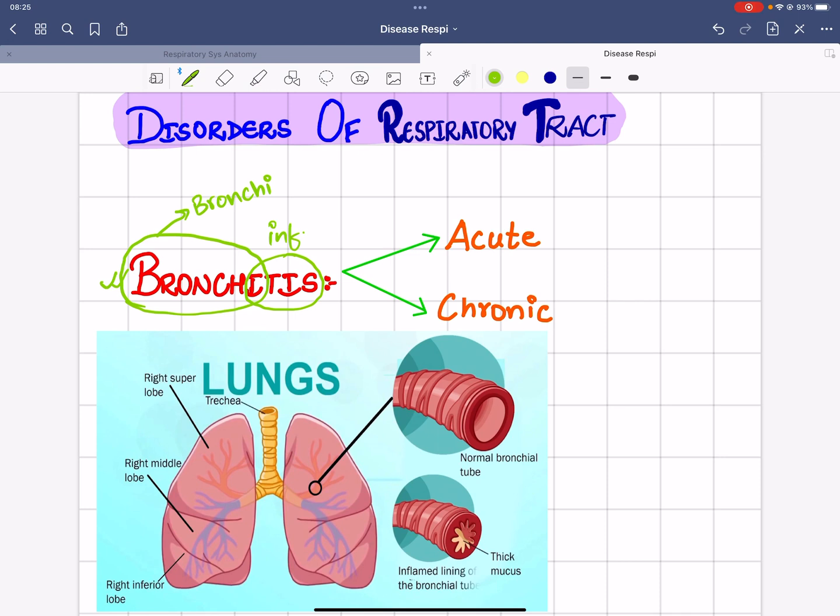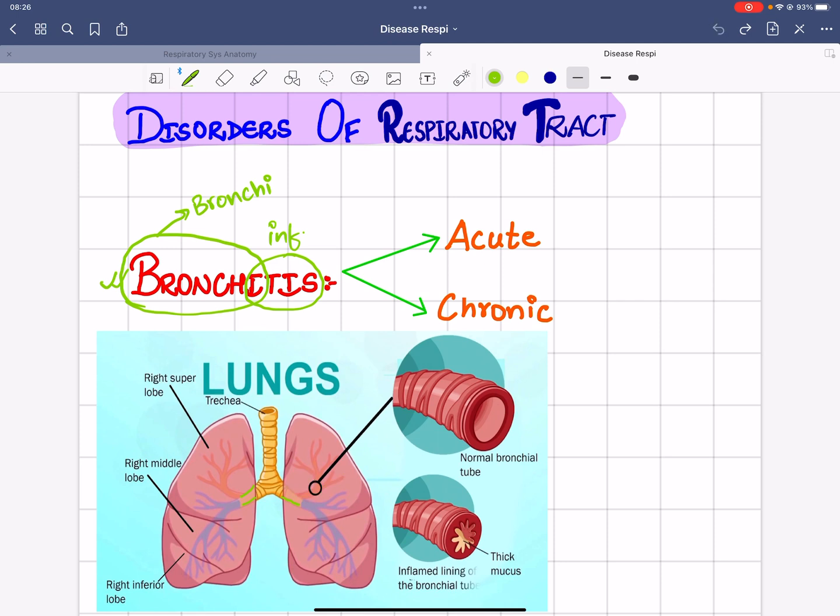Here in this figure we can see the bronchi, right? And these are the bronchi branches, and they further branch out into smaller structures known as bronchioles. So the infection and inflammation of these bronchi is known as bronchitis.